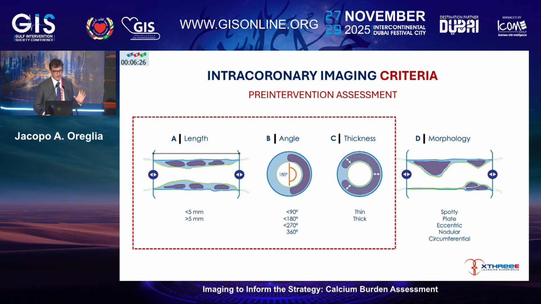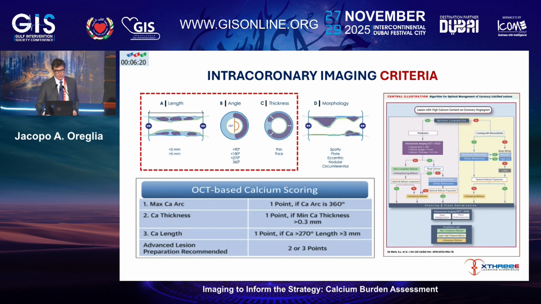So this is a quantitative analysis that we can do on IVUS about length, angle, and thickness. So you probably know there are some calcium scoring. This is the OCT-based calcium scoring that identifies complex lesions with a scoring grade that take into account the arc of calcifications, the thickness, which if it is more or less than 0.3 millimeters, the length, if it is more or less than 3 millimeters, when the arc is more than 270 degrees, and we can grade it from 0 to 3 point, and if we have 2 or 3 points, we recommend the preparation.